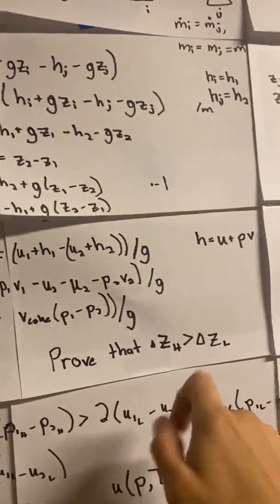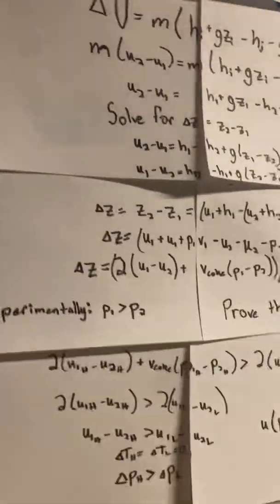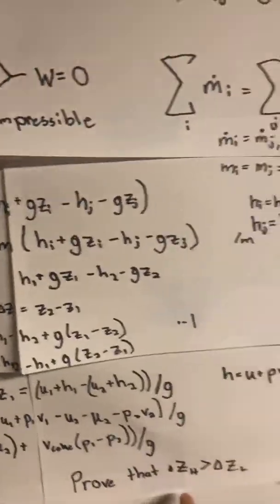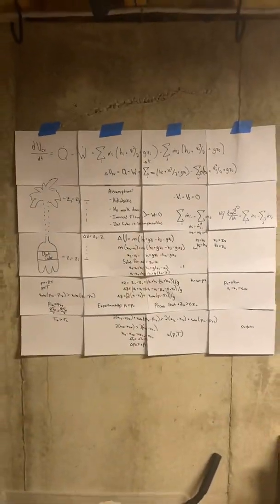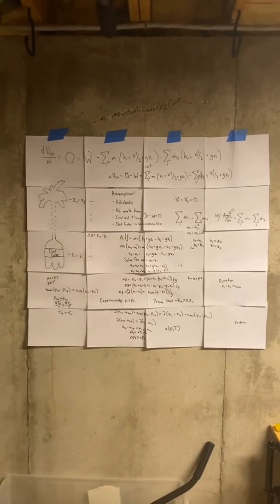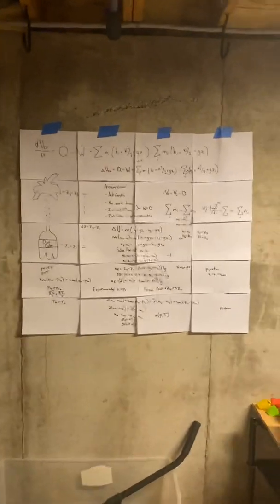And we have fully proved that our change in Z, or height, for a hot should be greater than our change in Z for the lower temperature. So here we have proven, using the principles of thermodynamics, that a higher temperature Diet Coke with Mentos results in a higher explosion. Thank you very much for your time.